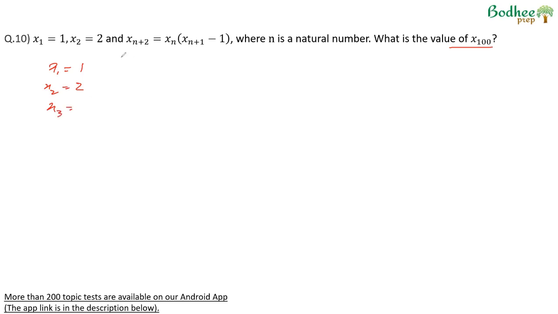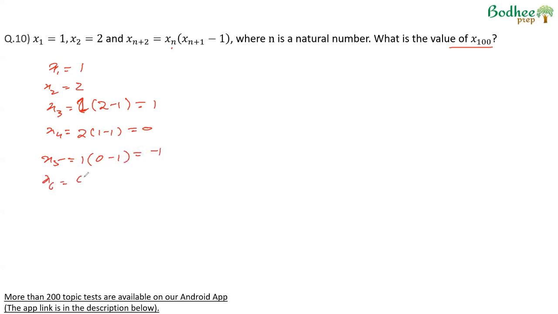X3 will be, if we put n is equal to 1, x1 into x2 minus 1. So x1, which is 1, into 2 minus 1, which comes out to 1. x4, if you put n is equal to 2, will be x2 into x3 minus 1, which is 0. x5 will be x3 into x4 minus 1, which is minus 1.